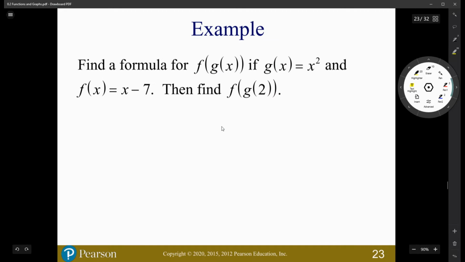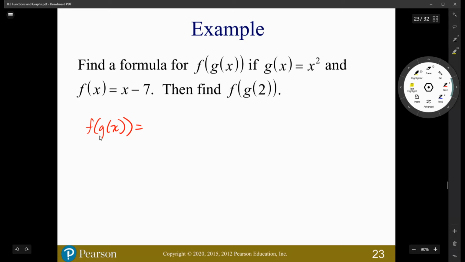Here's an example of a composite function. Find a formula for f of g of x. If g of x is x squared and f of x is x minus 7, then find f of g of 2. So f of g of x, if g is x squared and f of x is x minus 7.